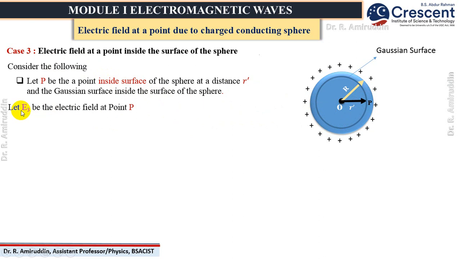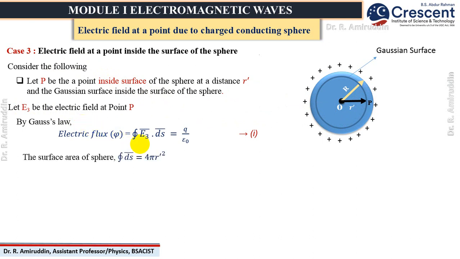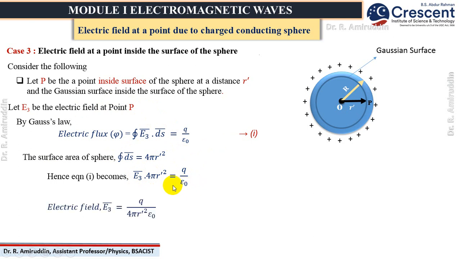Now for this case 3, we need to find out the electric field at the point P. So we denote it as E3, and once again the first step is same. We will consider the electric flux based on the Gauss law, and for which we have to replace the surface area of the sphere, that is 4 pi r prime square. We will rewrite equation number 1 as E3 into 4 pi r prime square is equal to q by epsilon naught. Hence the electric field E3 is equal to q by 4 pi r prime square epsilon naught.